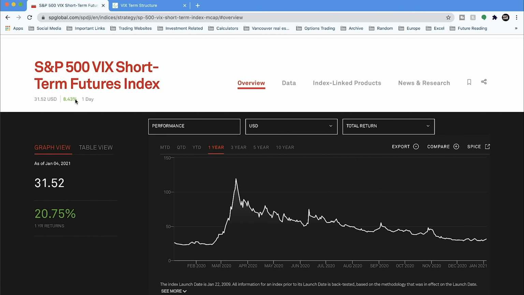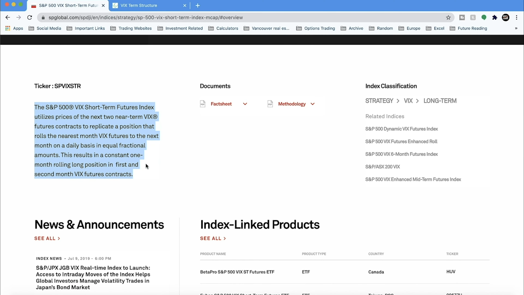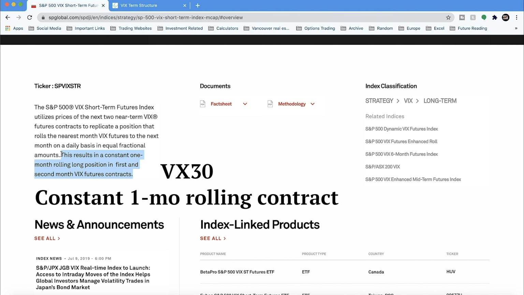Now remember that SP VIX STR index rolls the nearest month contract to the next month in equal fractional amounts. This results in a constant 1-month rolling long position in first and second month VIX futures contracts. I call this constant future VX30. Remember that, the VX30. That's the constant 1-month VIX future made up of the front 2 contracts.